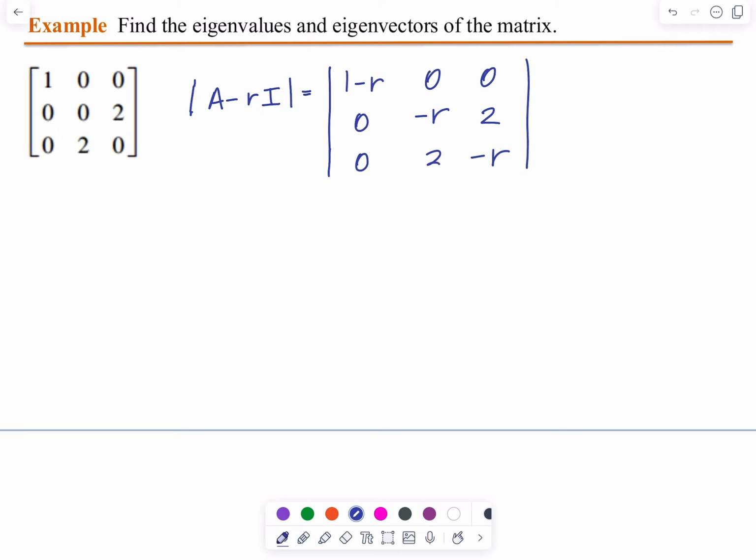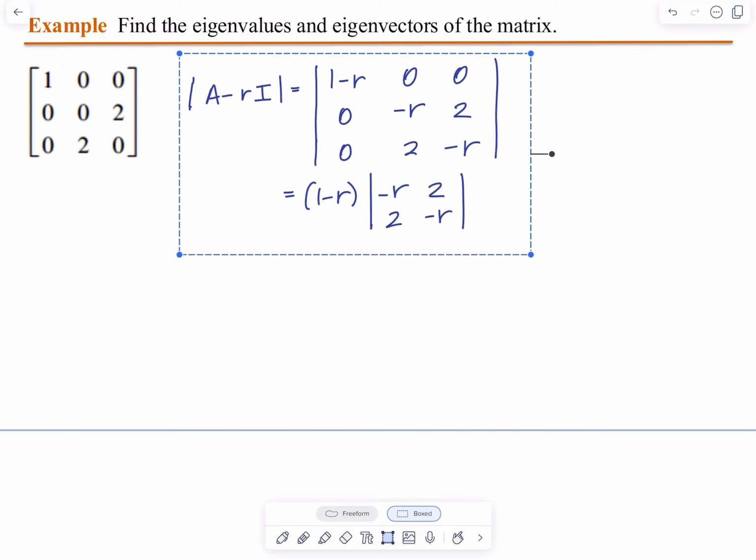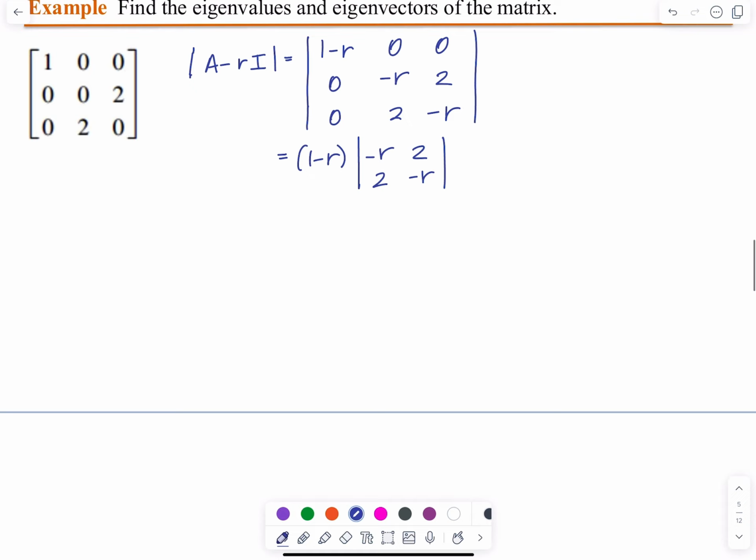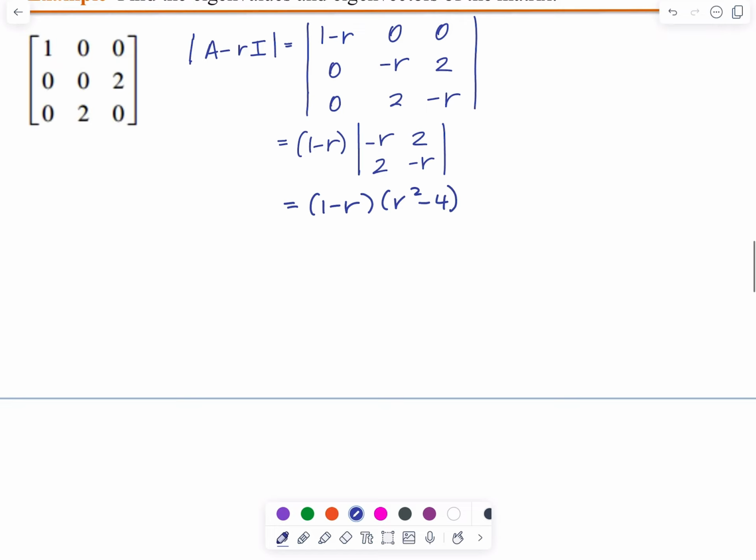And we have that that's equal to 1 minus R multiplied by the determinant of negative R, 2, 2, negative R. And then that's equal to 1 minus R multiplied by R squared minus 4. And let's go ahead and factor that: 1 minus R, R plus 2, R minus 2. And of course we have that that's equal to 0.